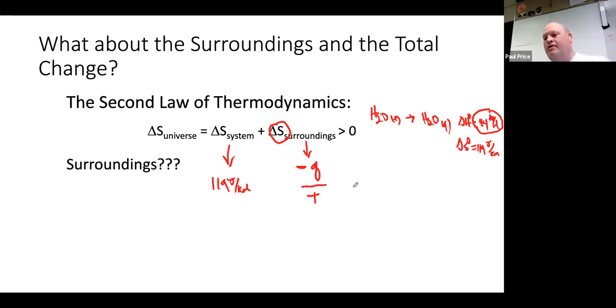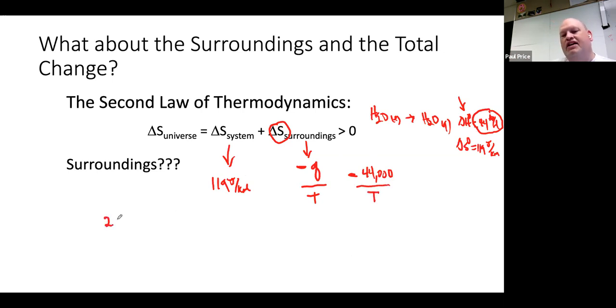So for example, this process here, this delta H, we're going to assume is constant for all temperatures. At 25 degrees Celsius, it takes 44. At 30, it takes 44. At 40, it takes 44, and so on. So the entropy change of the surroundings is always going to be negative 44,000, because I have to be in joules so my units are consistent, divided by the temperature at which the process occurs.